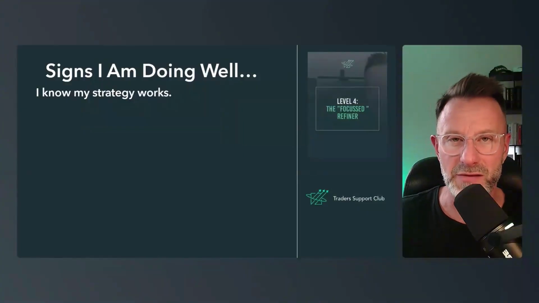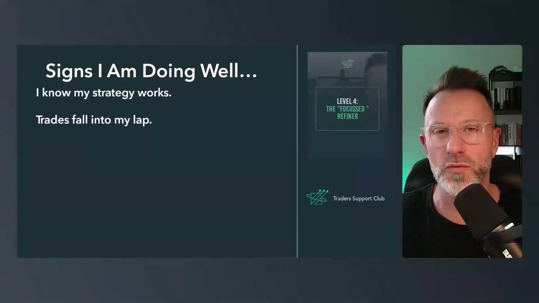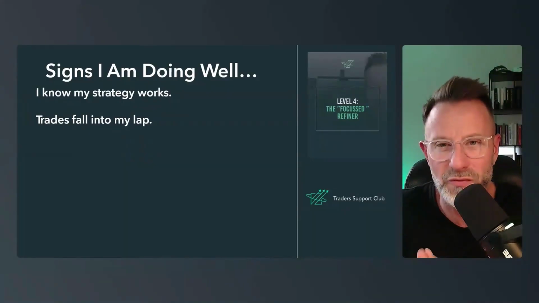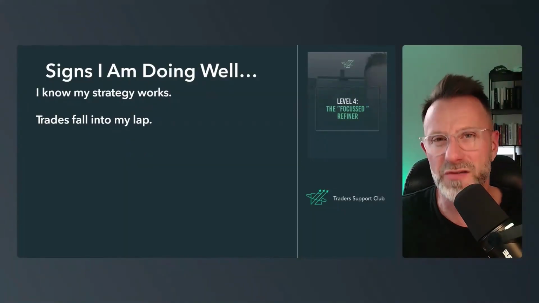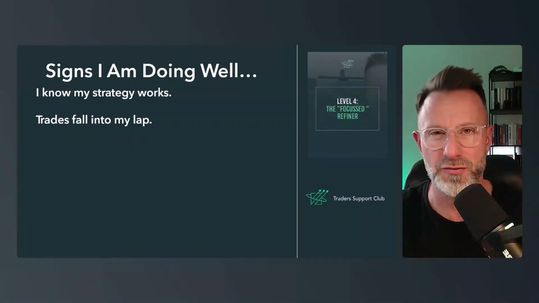Again, remember, it's all about focusing on the strategy working. Trades fall into your lap. You're focused on the process of placing those trades. And one of the things that you start to feel, and traders report feeling when they're at this level, and this is a phrase to really have in your mind, is they are ahead of the trade.